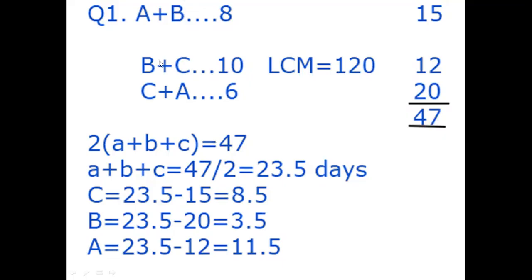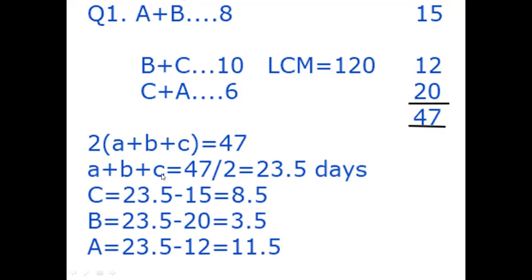If you add the left hand side, you're getting twice everything: 2A, 2B, 2C. No? Twice A plus B plus C is 47. So A plus B plus C can do the work in 47 upon 2, that is 23 and a half days. So this is our first answer.